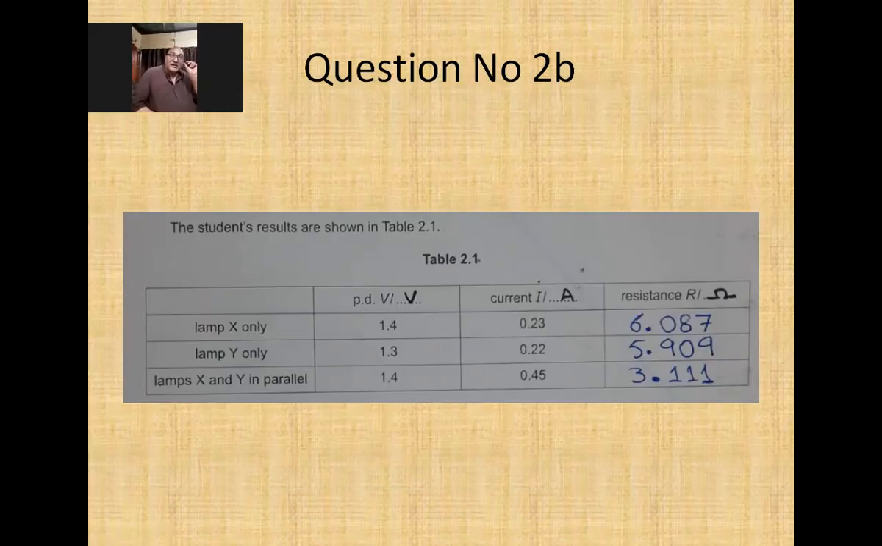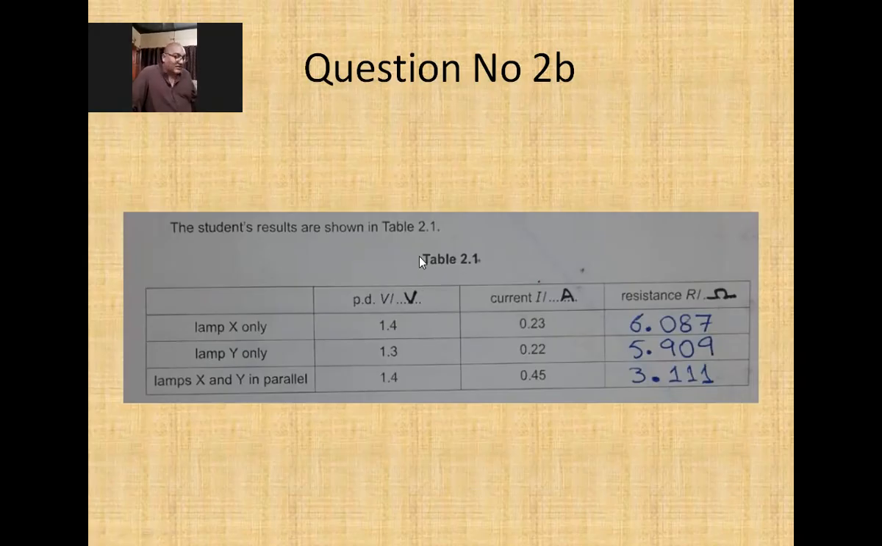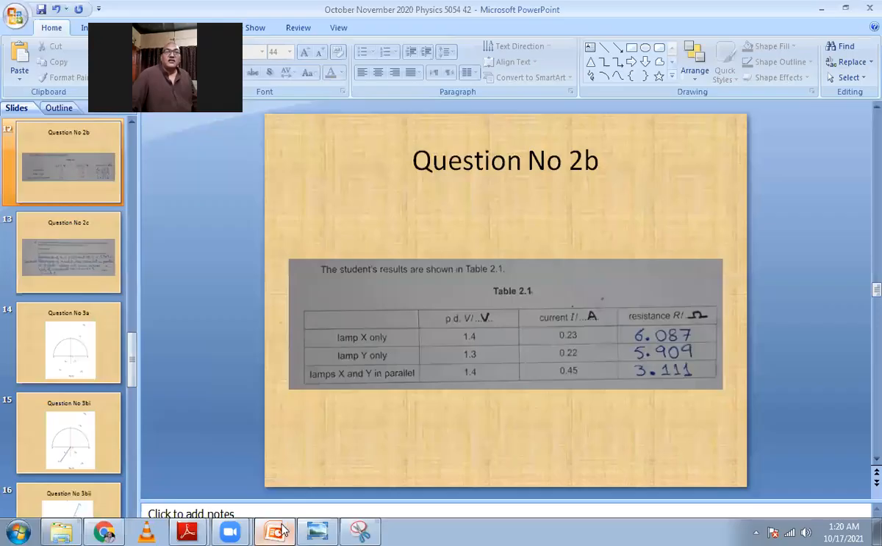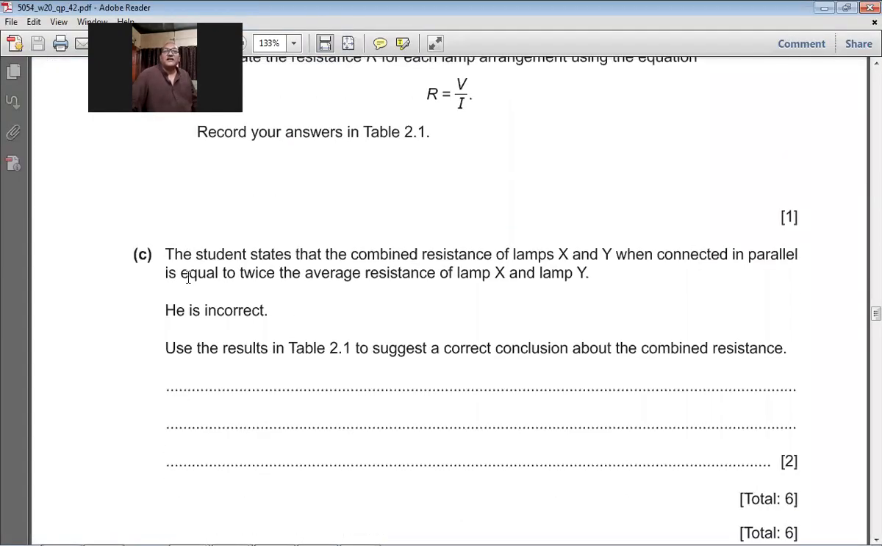So for finding the resistance, R is equal to V by I. That's the formula. So the resistance will be here: in your calculator, write 1.4 divided by 0.23, and you will get 6.087 ohm. 1.3 divided by 0.22, and the resistance will be 5.909. So 1.4 divided by 0.45, the answer will be 3.111 ohm. So this is question number 2, and it's B part. Okay, so let's check the next part. We are done with this B part.